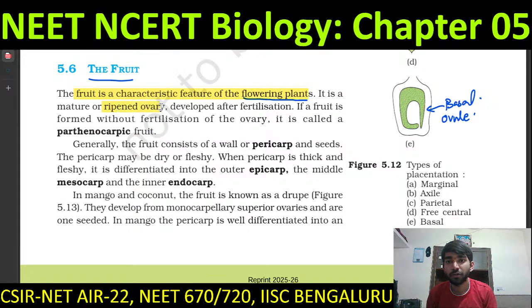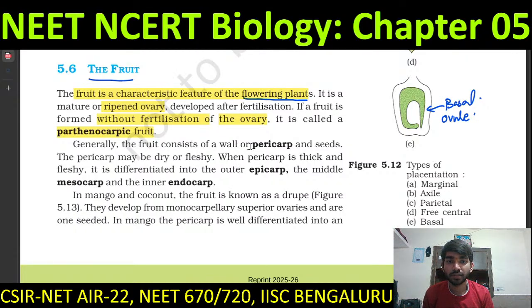So here it is written, fruit is a characteristic of the flowering plants. Mature or ripened ovary. Yes, exactly what I said before this. Developed after fertilization. If the fruit is found without fertilization of the ovary, remember this, then it is called a parthenocarpic fruit. There is no fusion of gametes, no fertilization of the ovule, then it is called a parthenocarpic fruit.